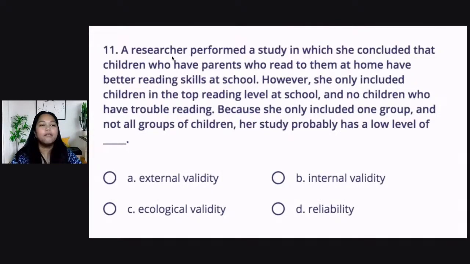All right, number 11. A researcher performed a study in which she concluded that children who have parents who read to them at home have better reading skills at school. However, she only included children in the top reading level at school and no children who have trouble reading. Because she only included one group and not all groups of children, her study probably has a low level of, is it letter A, external validity? Letter B, internal validity. Letter C, ecological validity, or letter D, reliability?